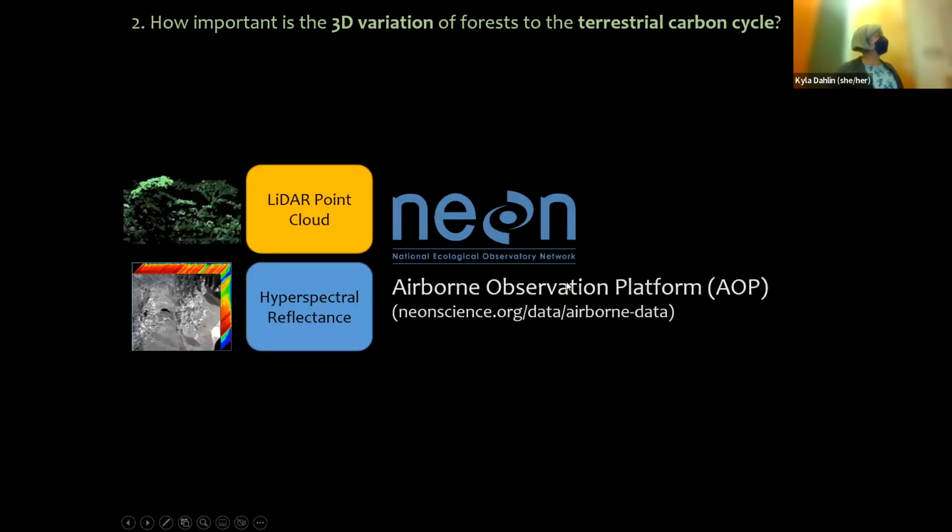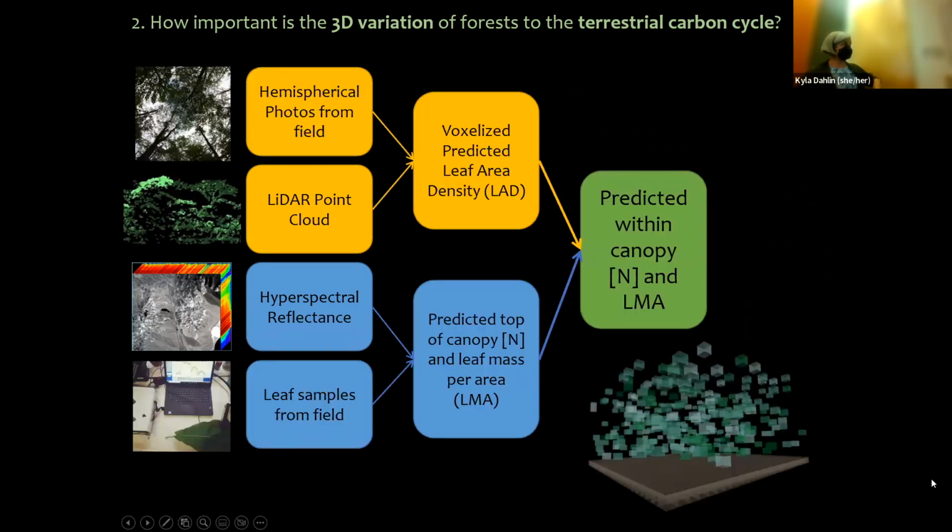What we've been doing is trying to use data from the National Ecological Observatory Network, the LiDAR data, and hyperspectral reflectance from the Airborne Observation Platform to build these 3D models of trees. I'm not going to belabor how this all works, except to say that we get the point cloud data from NEON. We go out in the field and collect hemispherical photos to estimate leaf area index. Then we can turn that into estimates of voxelized predicted leaf area density. So for each cube of forest, we can say how much leaf material we think is in each cube.